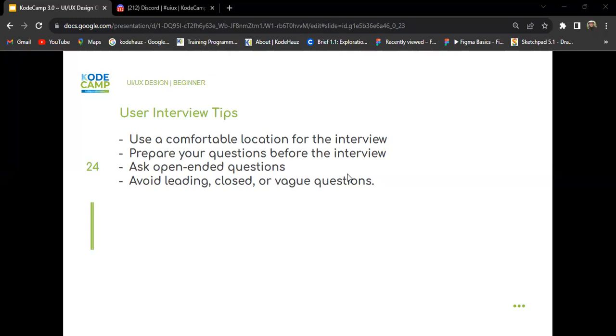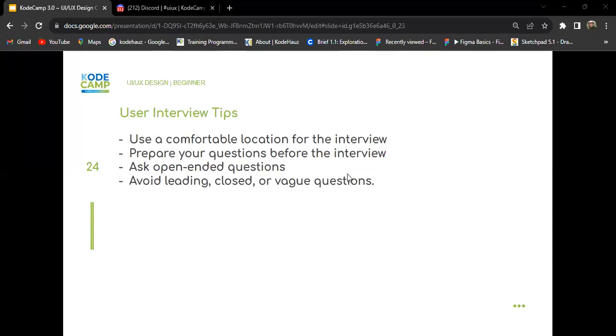Now, what did I mean by avoid leading questions? Leading questions box the participants into what you want to hear. Let me give you an example. Instead of asking, do you feel that the send feature we have is currently bad? Now, if you're the participant, what would your answer likely be? You're going to say yes or no, right?